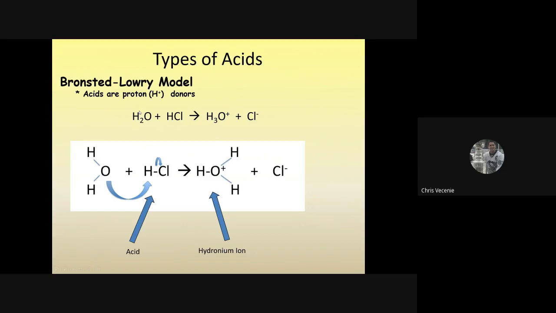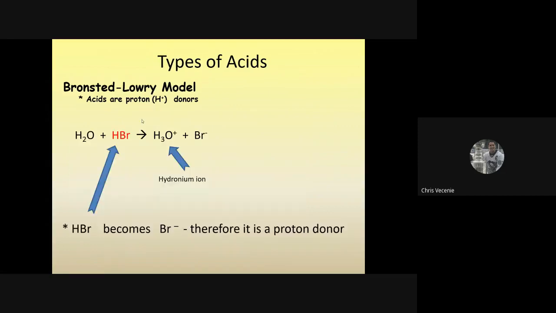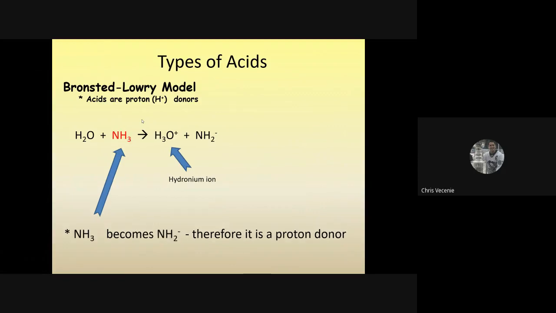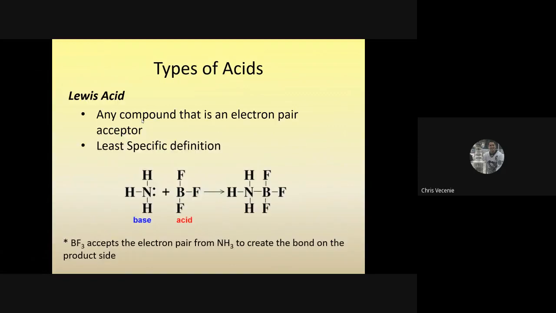But I'm sure some of you noticed, well, if the HCl is losing an H, the water is gaining an H. And that will be, you find, what the definitions of some bases are. Right, so your Bronsted acids are proton donors. Your Lewis acids are electron pair acceptors.